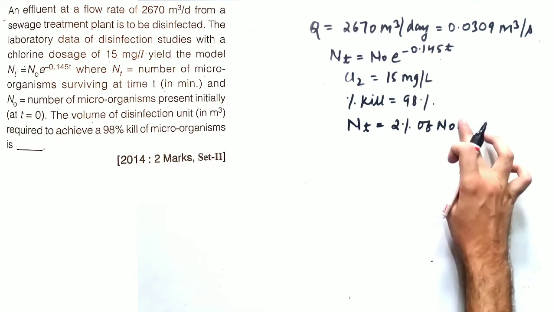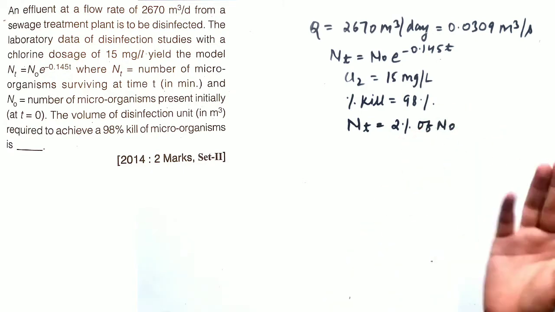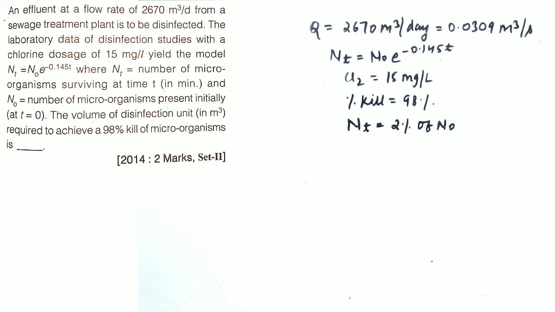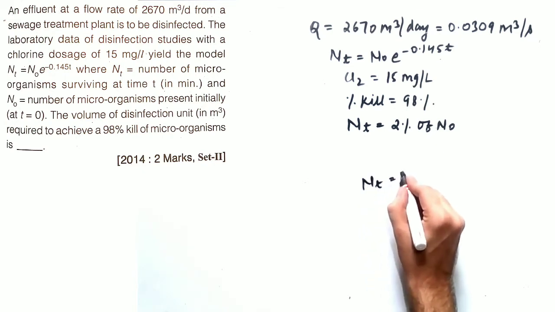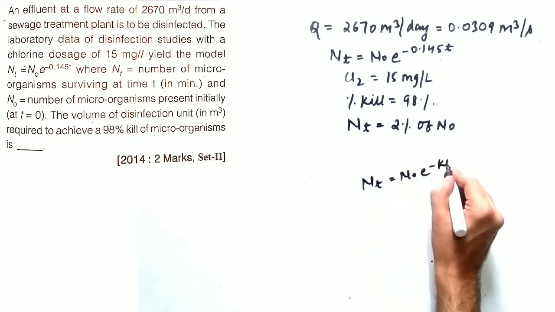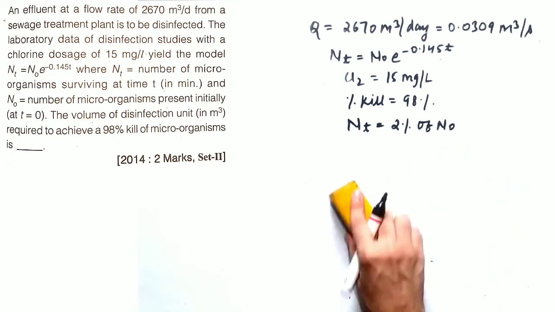Sometimes this model is not given to you in the question directly. Instead, they say that the value of K is 0.145. Then you should remember this basic model for such questions where the efficiency is given in terms of percentage kill or percentage survival. So you just have to use this model: N_t equals N_0 e to the power minus kt. K will be given to you in the question, or the complete model will be given to you in the question.